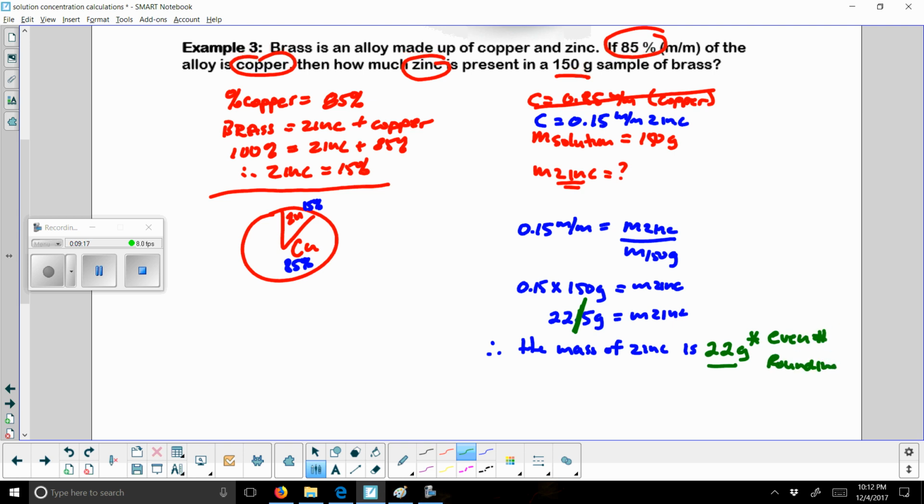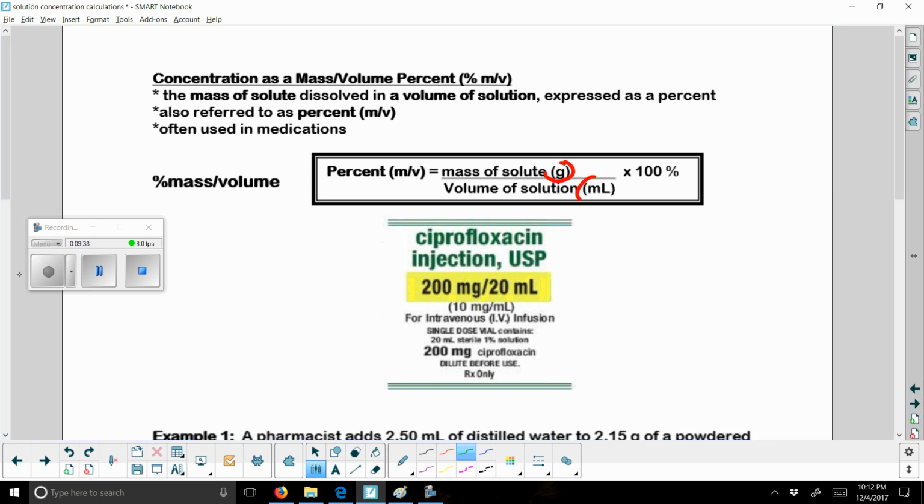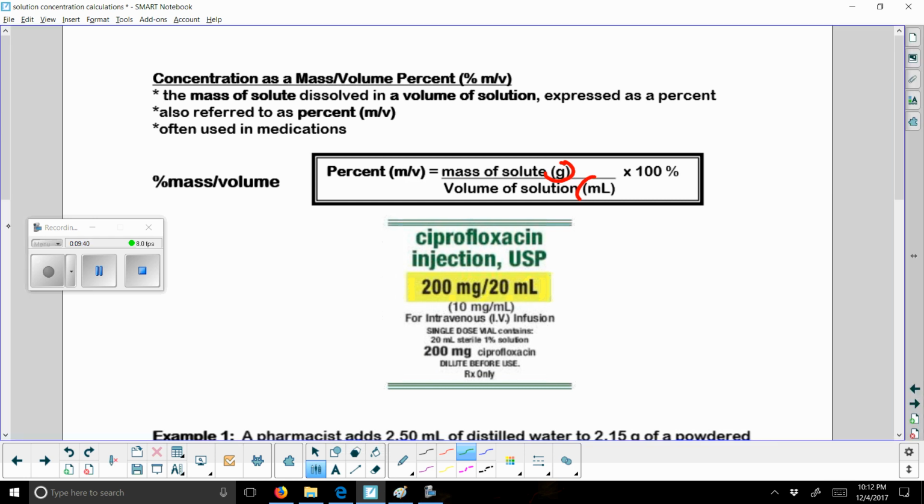All right. And we're almost done. We just have one more example to go through. So sometimes, especially when it comes to medications, we're going to have percentage, but percentage mass over volume. We have the number of grams of solute in the number of milliliters. This is often seen in medications. So it's a mixture of the two we had before.